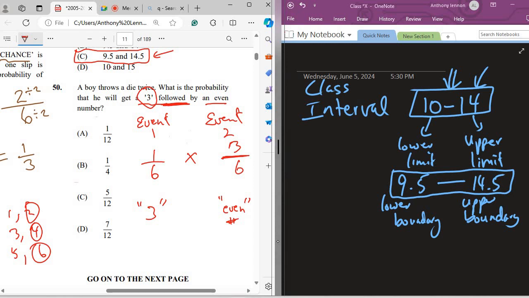Right? So the probability of getting a 3 is 1 out of 6. And the probability of getting an even number will be 3 out of 6 because we have 3 even numbers out of 6 numbers. And then we multiply those because we have 2 separate events. He didn't throw the two dice at the same time. He threw them one after the next. All right, so we multiply those. Okay, remember that concept.